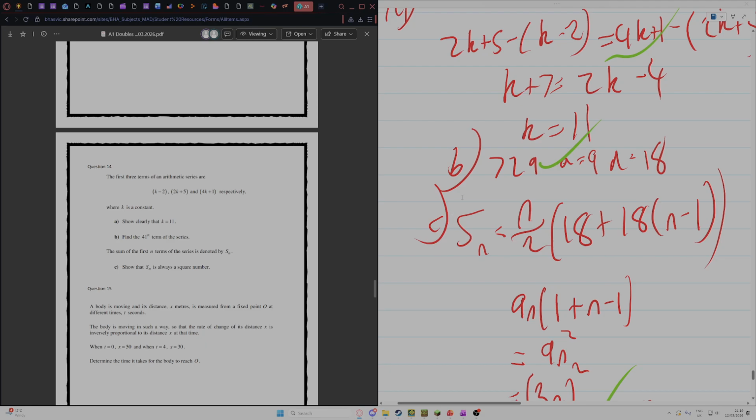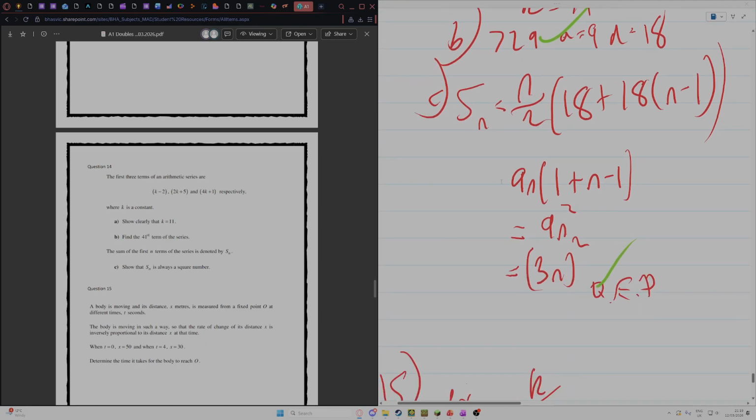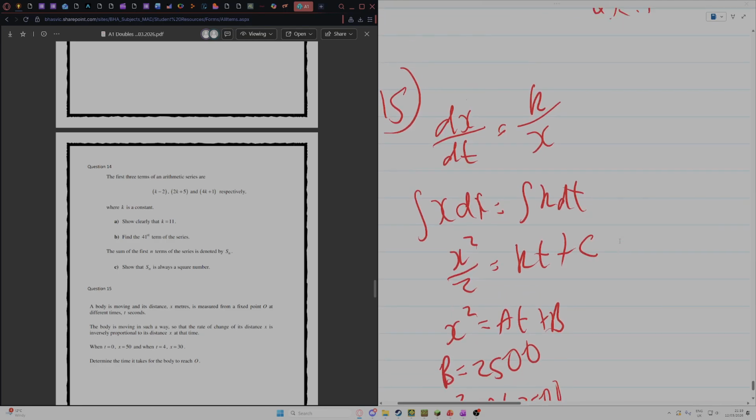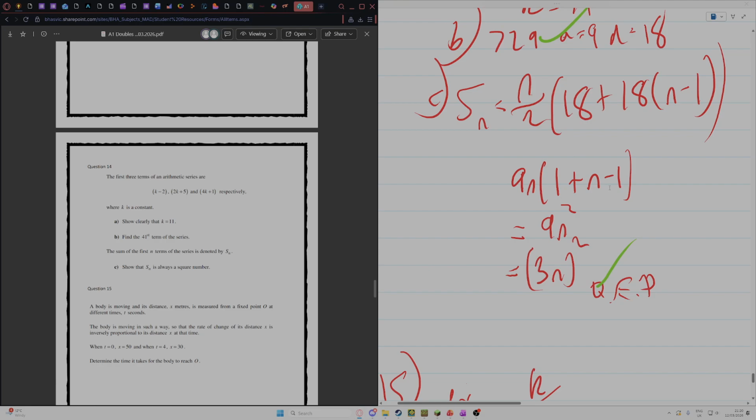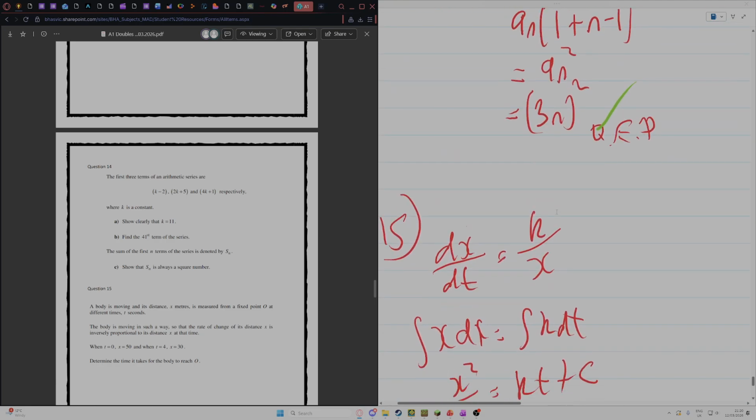Part C, show that Sn is always a square number. This is actually quite an interesting question. You should write a final statement here, but again, never trust my working. But by the way, for this, you just substitute the values in, and then it will turn into just 9n squared, or just 3n all squared.